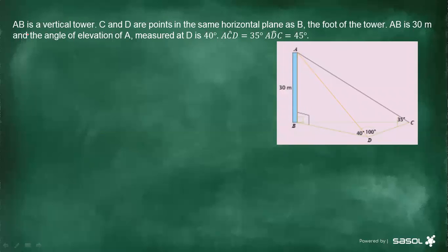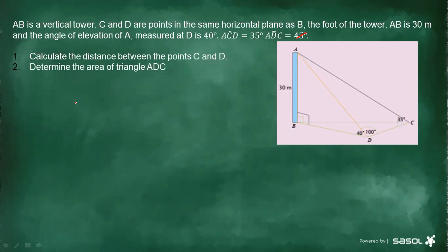All right. AB is a vertical tower. C and D are points in the same horizontal plane as B. The height of the tower AB is 30 meters, and the angle of elevation of A measured at D is 40 degrees. Angle ACD is 35, and then angle ADC is, it's not 45, that is 100. It's supposed to be 100, not 45.